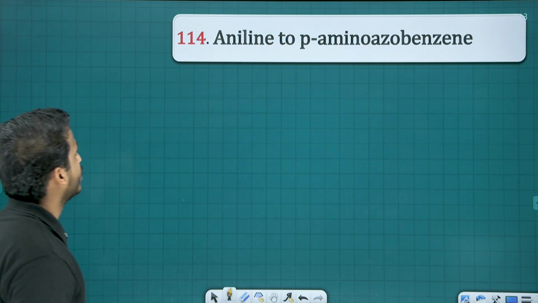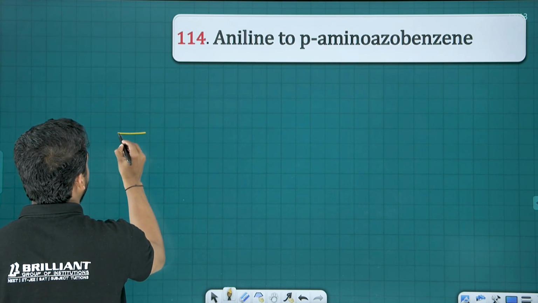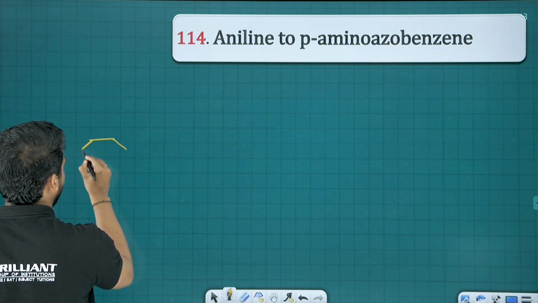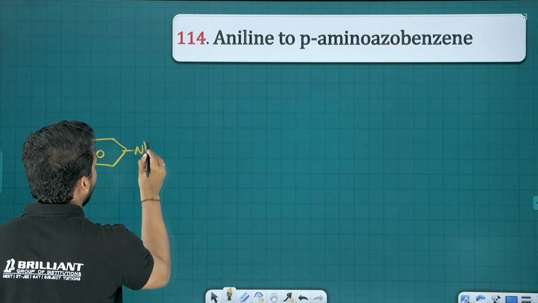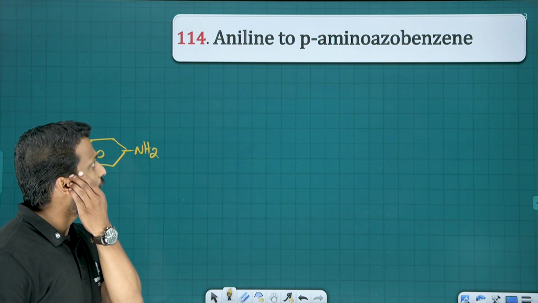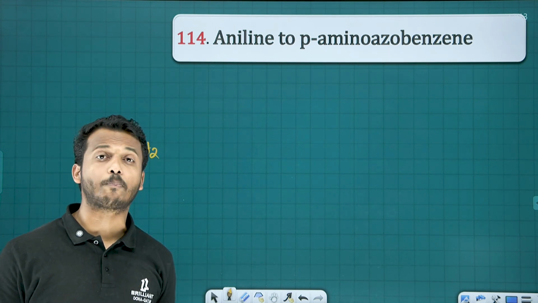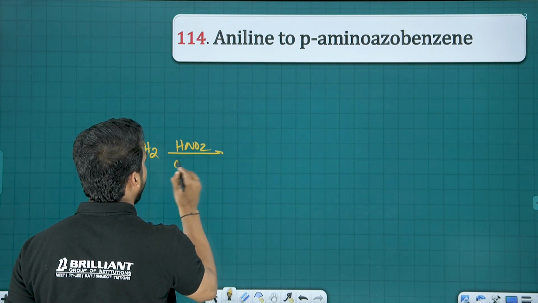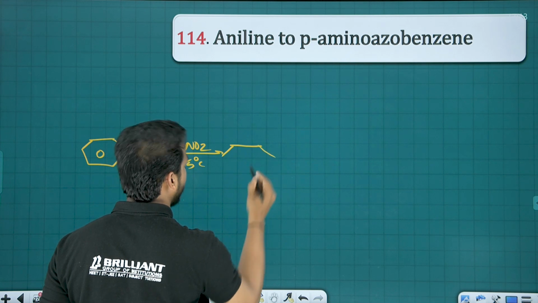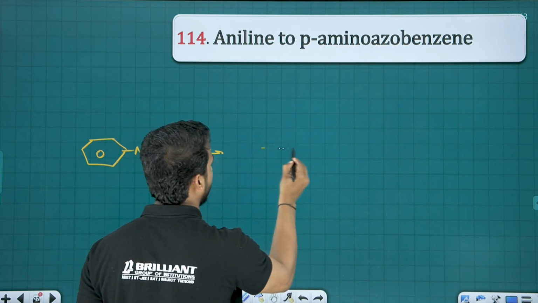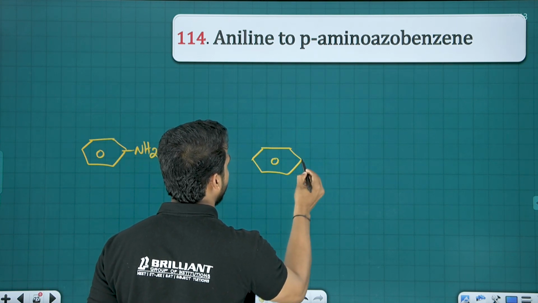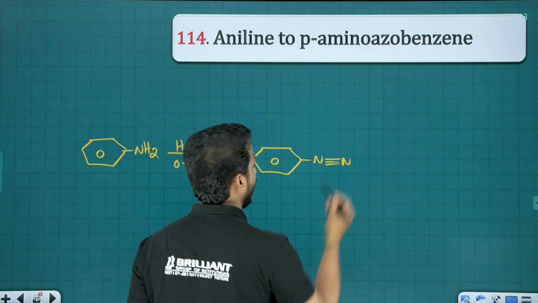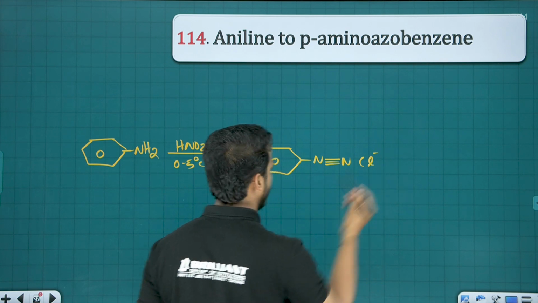Ready? Next one, how will you convert aniline to para-aminoazobenzene? Let me write the aniline like this, that way you may study this reaction. You may remember the coupling reaction. First, convert aniline by diazotization at 0 to 5 degrees Celsius to the diazonium salt. Let me write the diazonium salt here: benzene with N2Cl, N triple bond N, along with Cl- there.